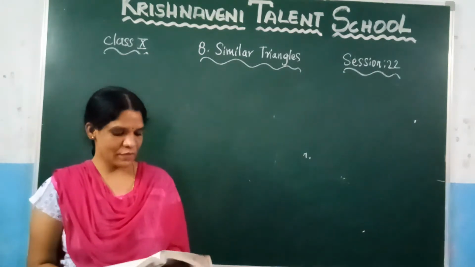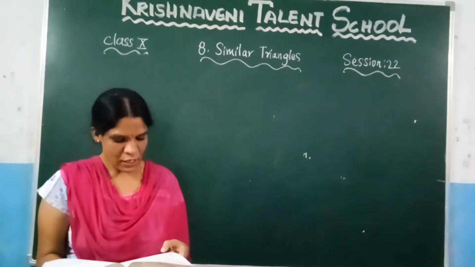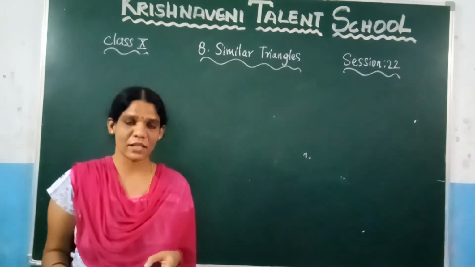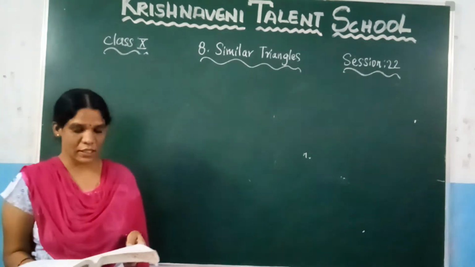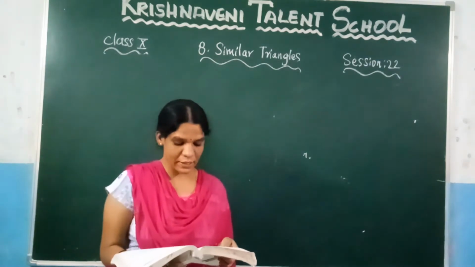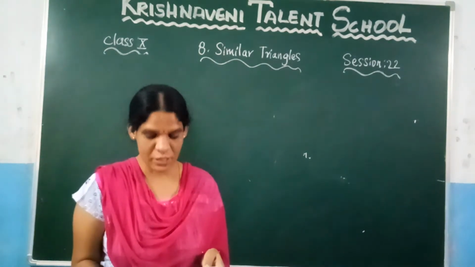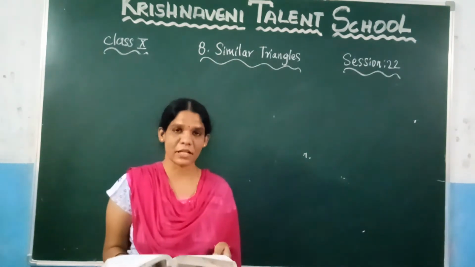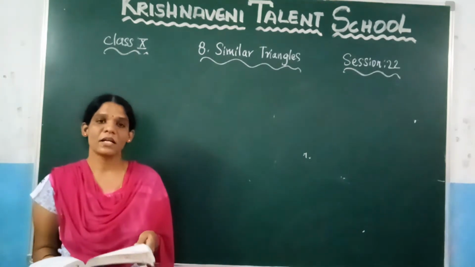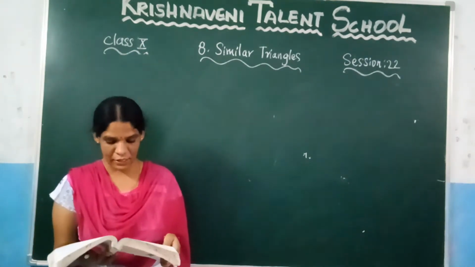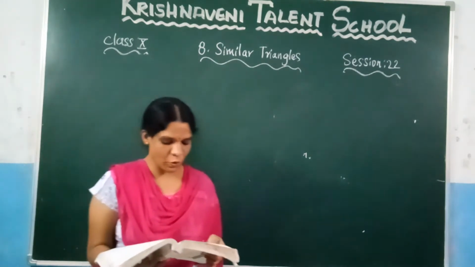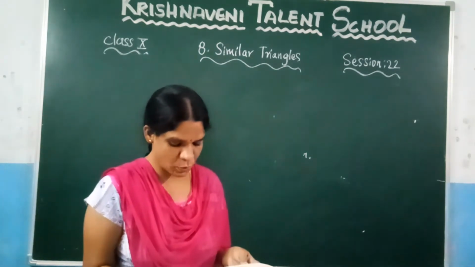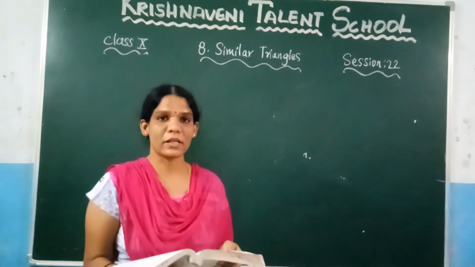In the last class, we discussed exercise 8.3 up to 5 questions. Now, let us see the last question in this exercise. So, what is the question given here? The areas of the two similar triangles are 81 cm square and 49 cm square respectively. If the altitude of the bigger triangle is 4.5 cm, find the corresponding altitude of the smaller triangle.